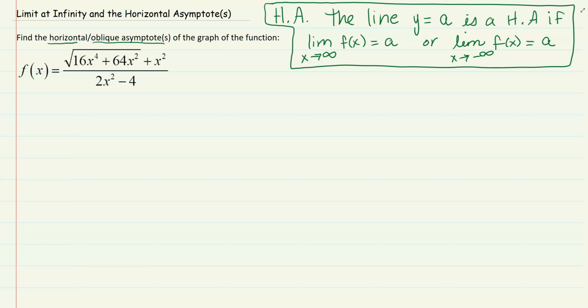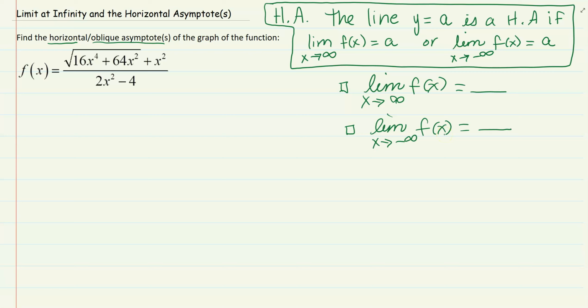Okay, so you are looking at limit as x goes to infinity of f of x, and you are saying, does that equal some number? And then you are looking at limit as x goes to negative infinity of f of x, and you say, does that go to the same number or a different number? It doesn't really matter. If it goes to a different number, then you have two horizontal asymptotes.